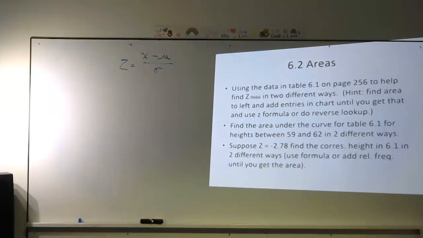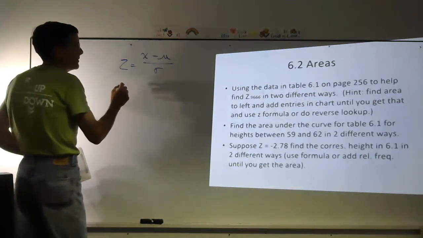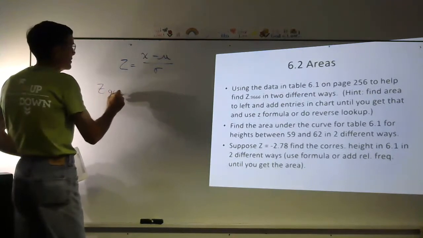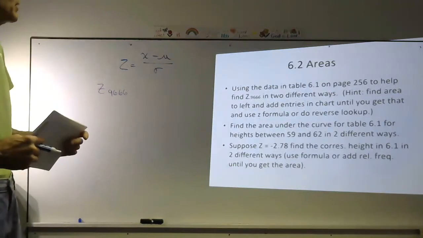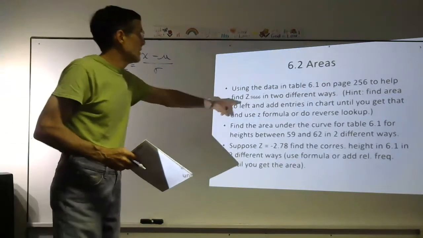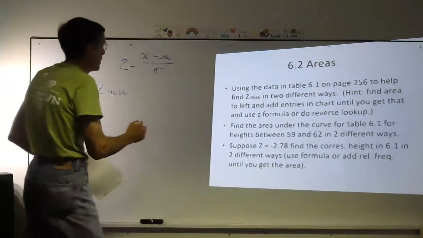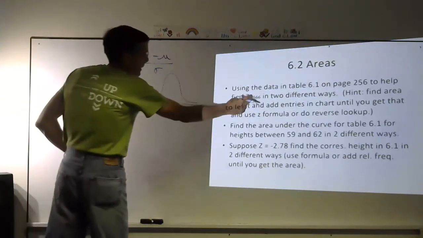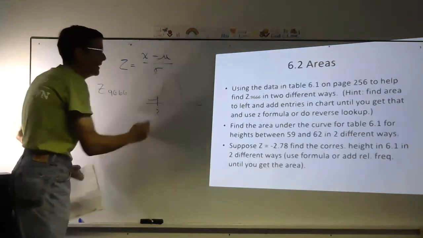Now, use the data in table 6.1 on page 256 to help find z sub 0.9666. So we want the z-value that has an area of 0.9666 to the right. We want to be able to do it in two different ways. I could find the area to the left. If you subtract this, this is the area to the right. I know because the total area is 1. This is really close to 1, so I'm way over here, trying to find this z-value.